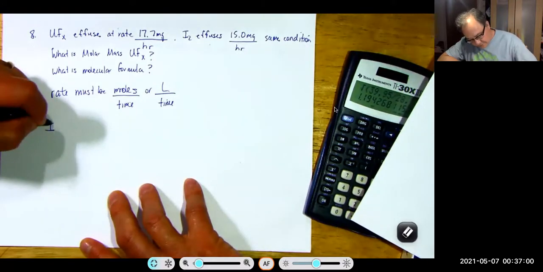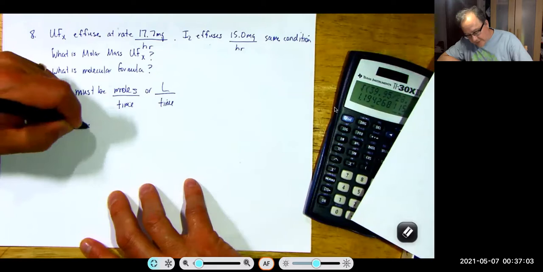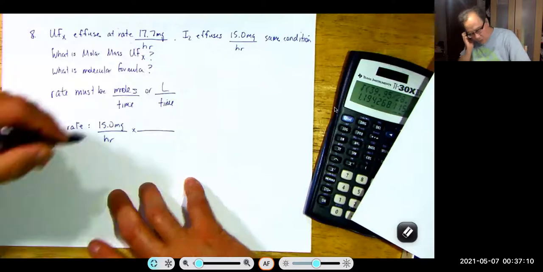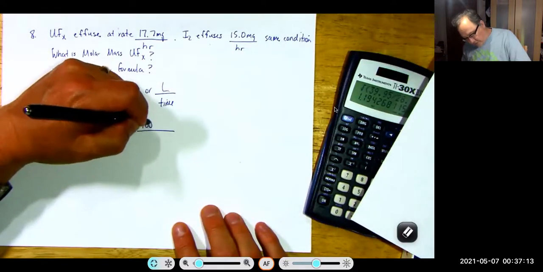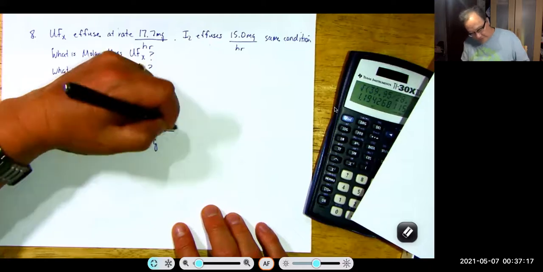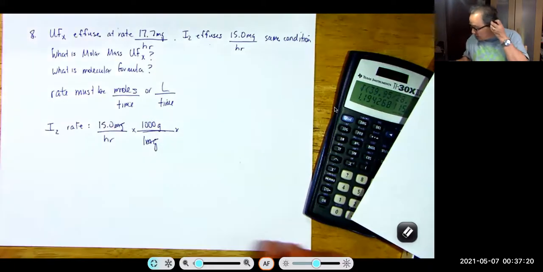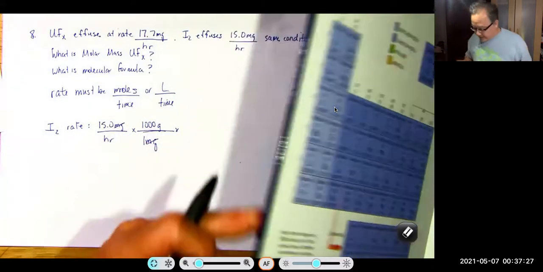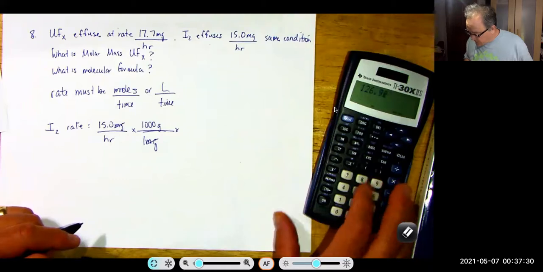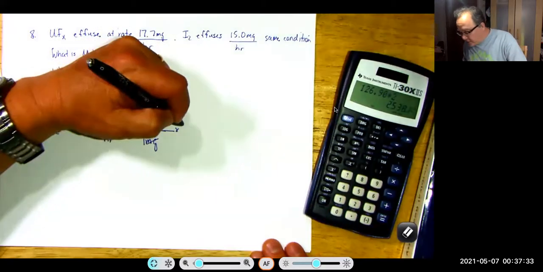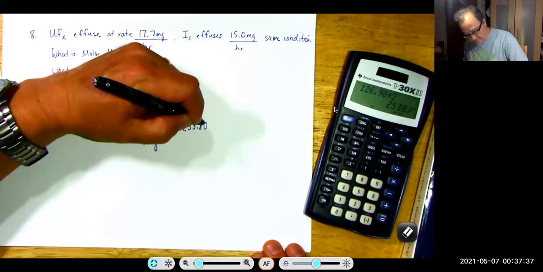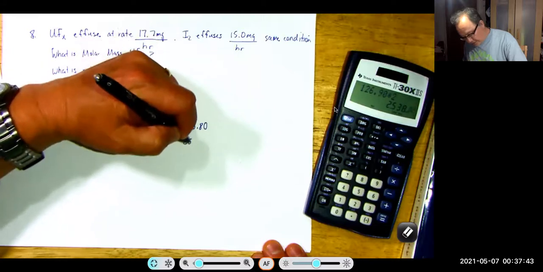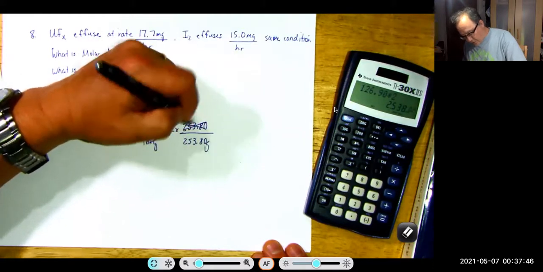So for I2, when we look at the rate, we're going to take our 15.0 milligrams per hour and multiply by 1,000 grams per 1 milligram, just to get rid of the milligram. And then we're going to multiply by the molar mass of I2, which is 126.90 times 2. So that's 253.80. That should be on the bottom, 253.80 grams per 1 mole.